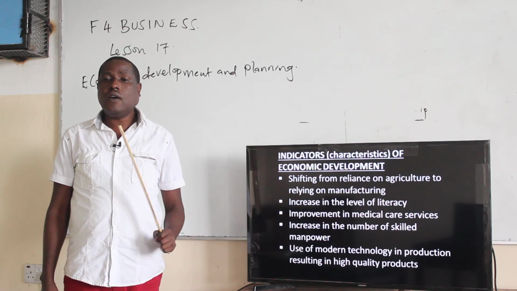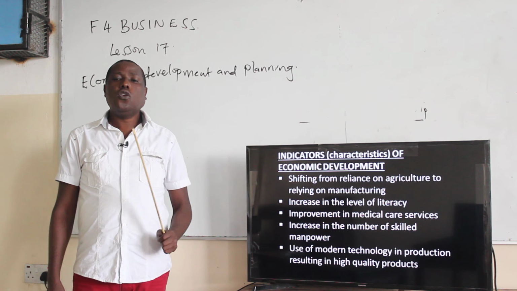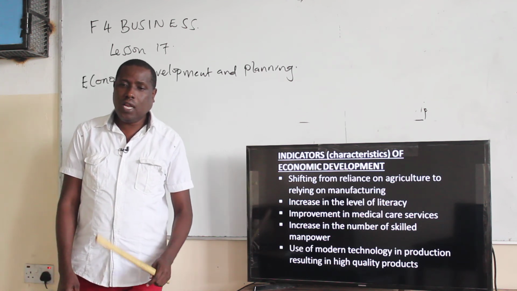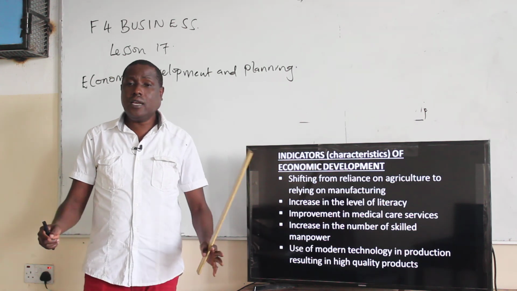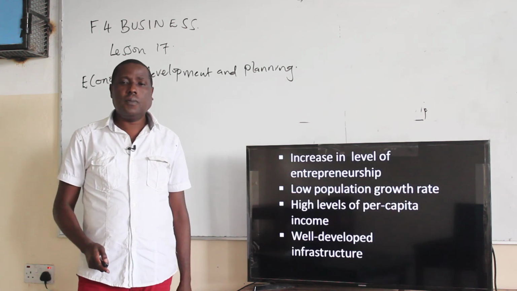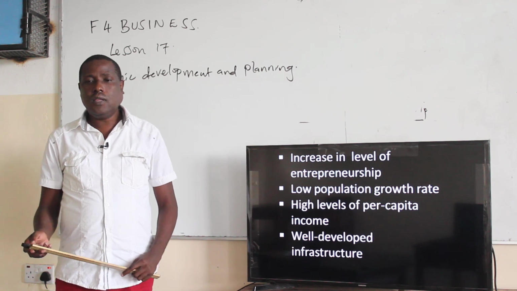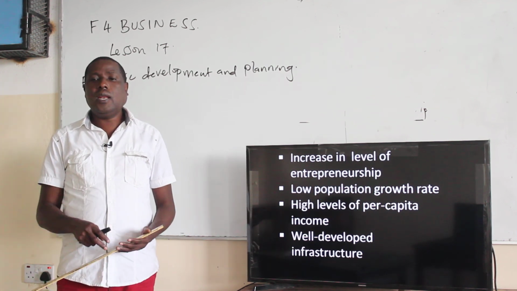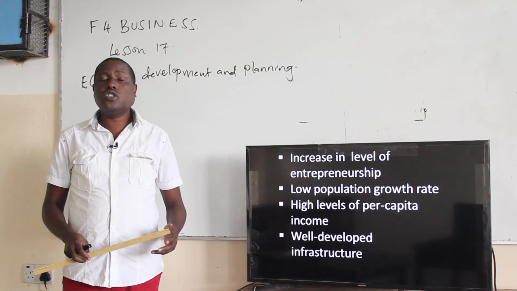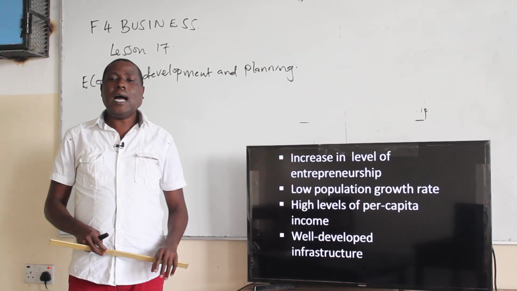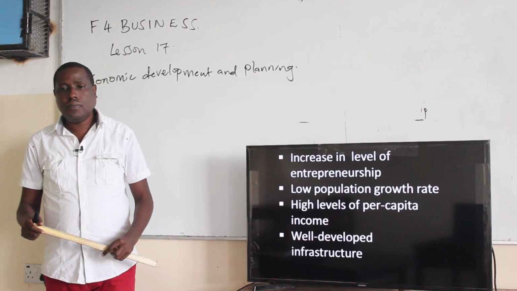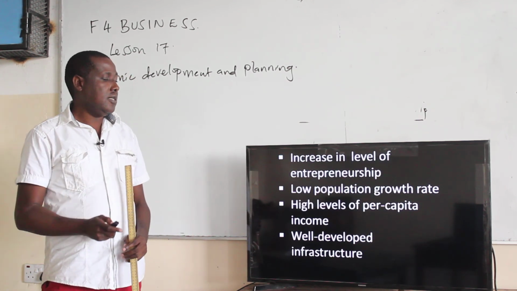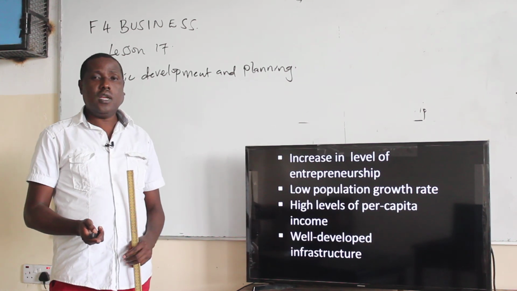People have gone to school, they have developed skills. Use of modern technology in production, resulting in high quality products, is another indicator of economic development. Increase in the level of entrepreneurship. People have started businesses. Low population growth rate. Population is growing at a lower rate. High levels of per capita income. And a well-developed infrastructure. And that brings us to the end of our first part of the lesson.